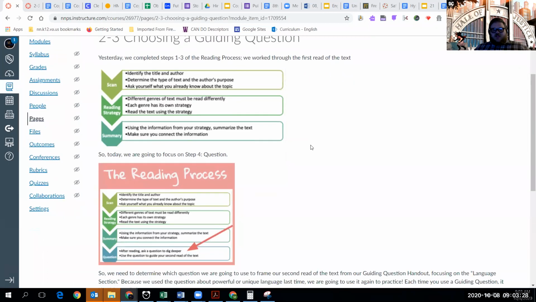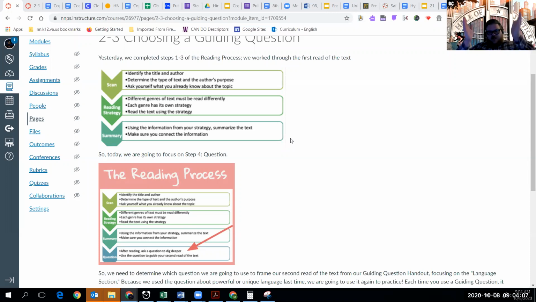Next, we're going to look at choosing a guiding question. I want you to remember that the reading process is a lot like a funnel. It starts out big at the top with our scanning, looking for text features, looking for is it fiction or nonfiction, noting who the author is and the title, getting a general sense of what the text will be about. Then we're going to select the tool that we're going to use. Since this is a nonfiction text today, you're going to use our what so what strategy and the questioning text tool. Then you're going to use information that you gathered from our strategy to summarize the text and have the correct information. We have done all of that.